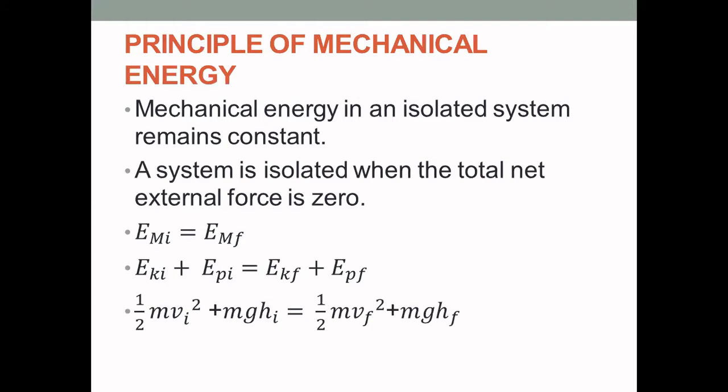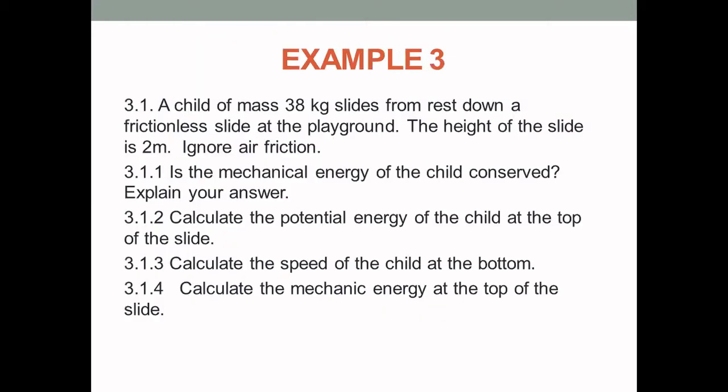Principle of mechanical energy: mechanical energy in an isolated system remains constant. A system is isolated when the total net external force is 0. Which means the initial mechanical energy is equal to the final mechanical energy. Mechanical energy is the sum of kinetic energy and potential energy. Then we get half m v initial squared plus m g h initial, which is equal to half m v final squared plus m g height final.